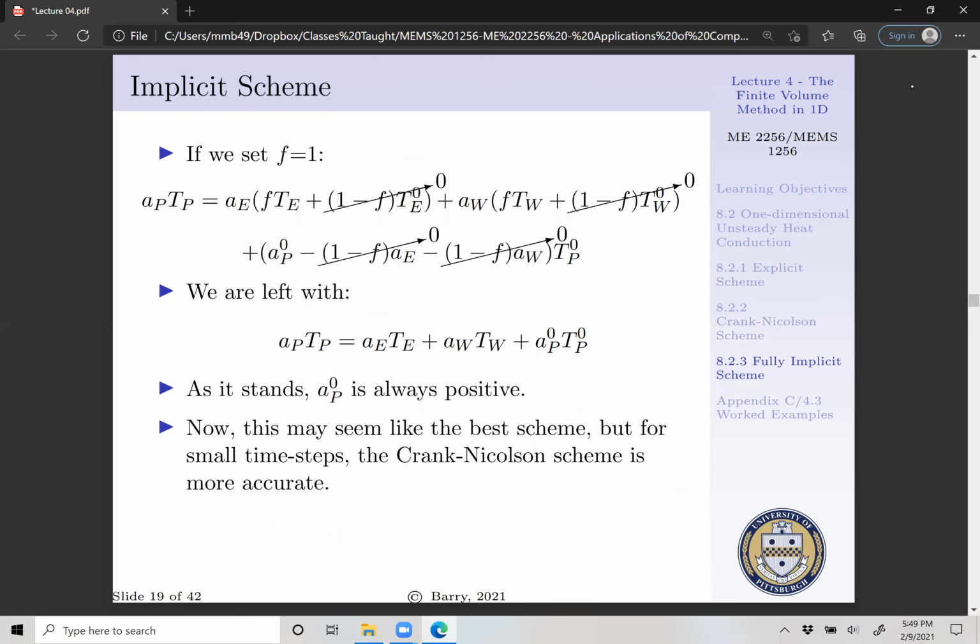Now, this leads us to our implicit scheme. The implicit scheme is really, really beautiful, but we have to be careful. In our implicit scheme, we set f equal to unity. So everything from our previous time step drops out. And we're left with AP TP is equal to A east T east plus A west T west plus AP naught TP naught. Hey, look. We don't have any more AP naught minus A east minus A west hanging out. So AP naught will always be positive, which means, hey, this is probably the best scheme, right?